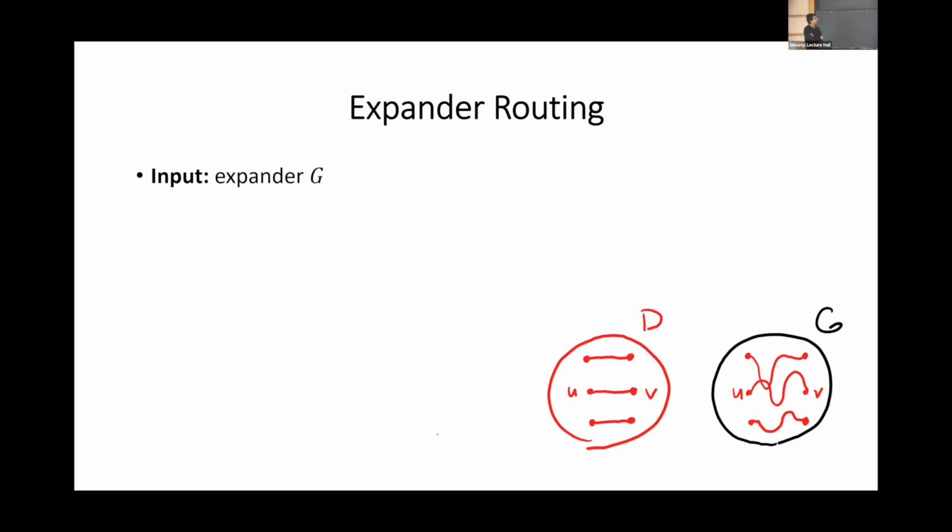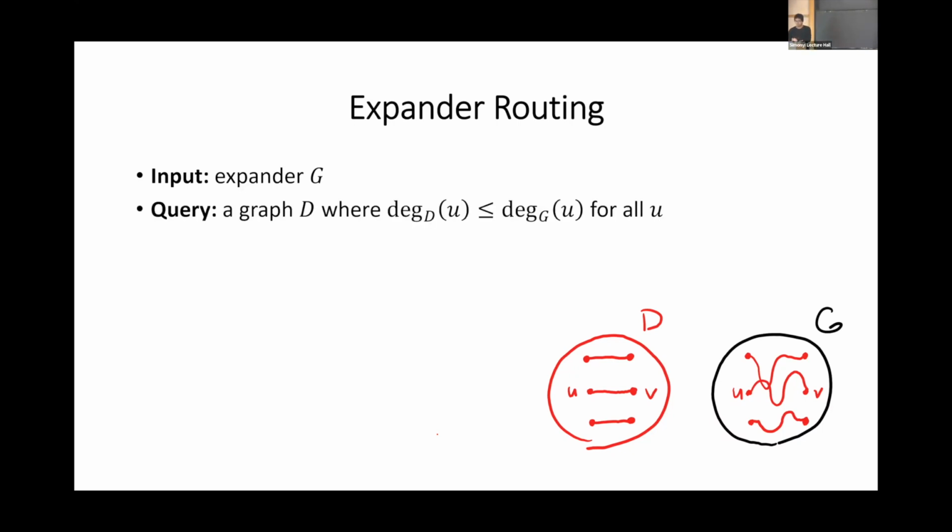So the task here is that suppose you have this weak expander as an input. And the query is the following. You have a graph which is an expander. Now I query another graph D. You think of this graph D as a demand graph. What do I need about this demand graph? First of all, I need that for every node U, the degree of U in the graph D is at most the degree of U in graph G.